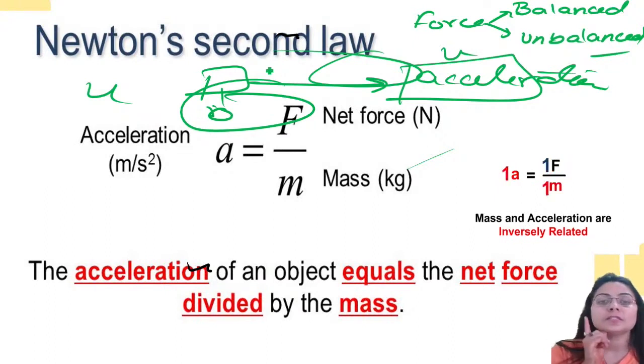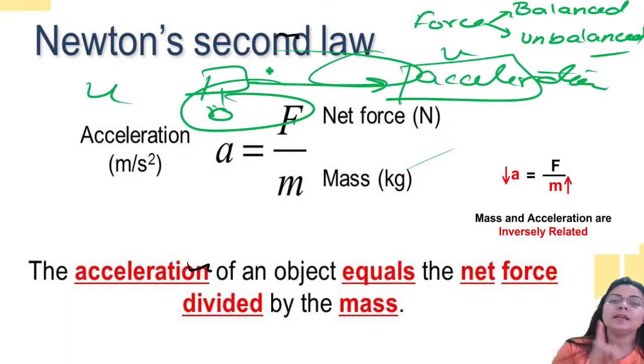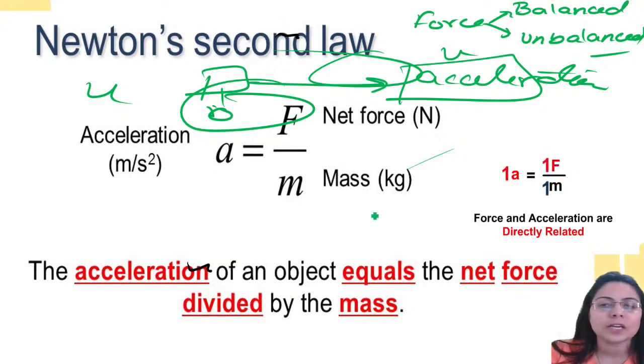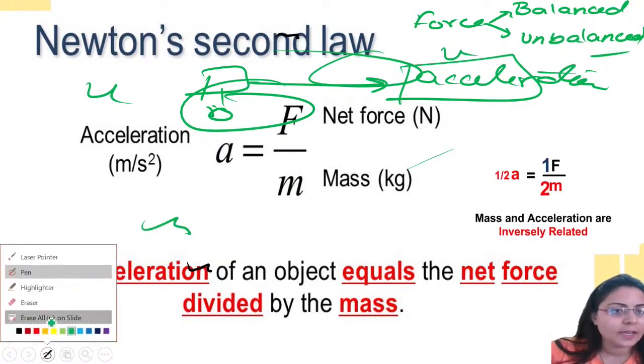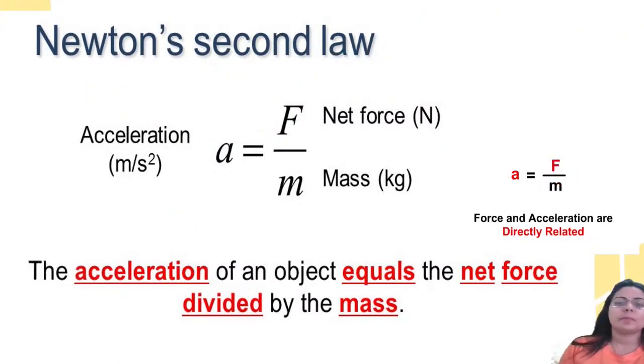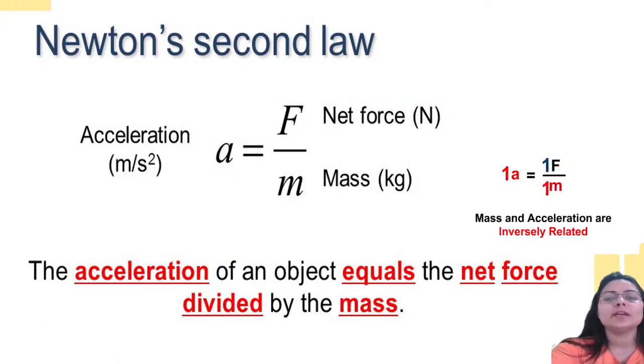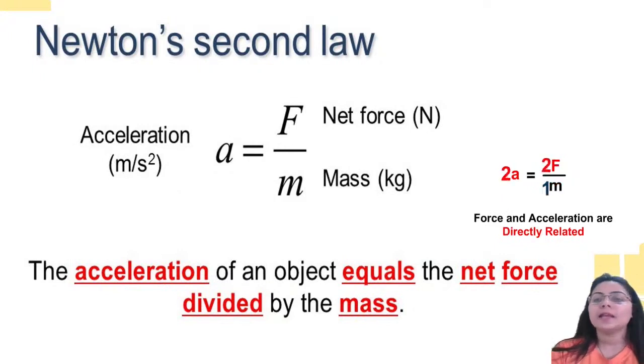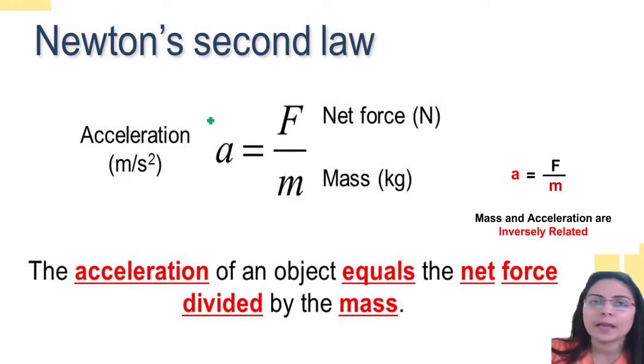That acceleration is mandatorily possessed in the direction of that resultant. Whatever is the larger force, that will be the resultant force. So the force acting on an object causes the object to accelerate in the direction of the net force applied. And we can also say that the acceleration of an object equals the net force divided by the mass.